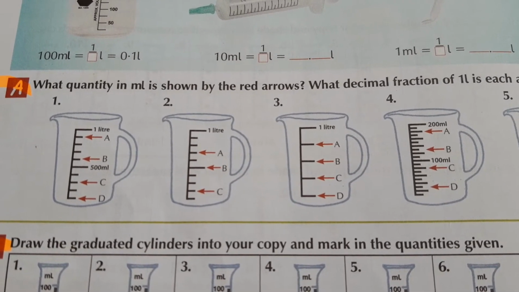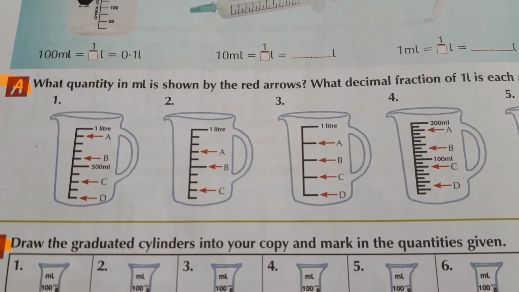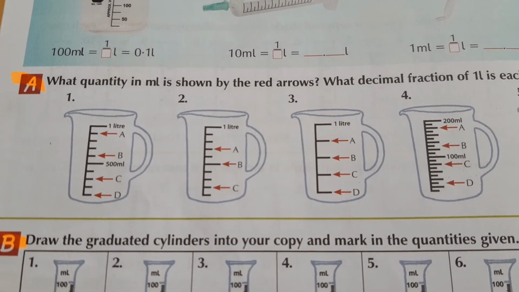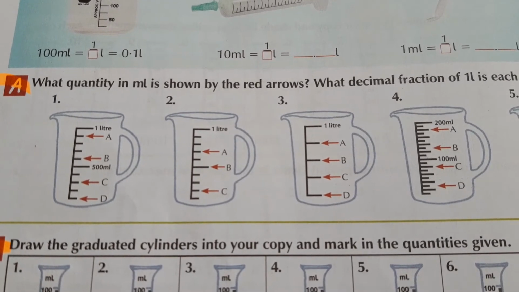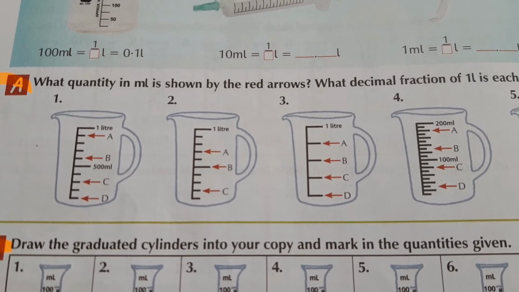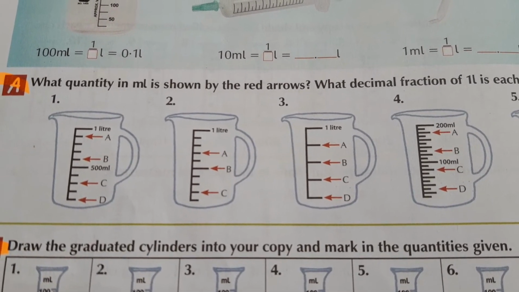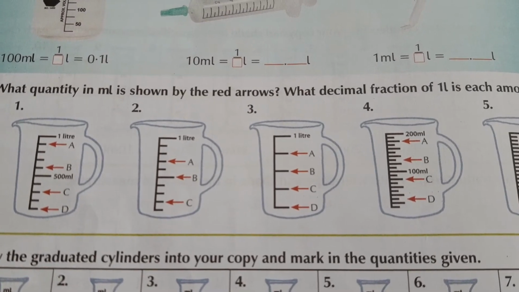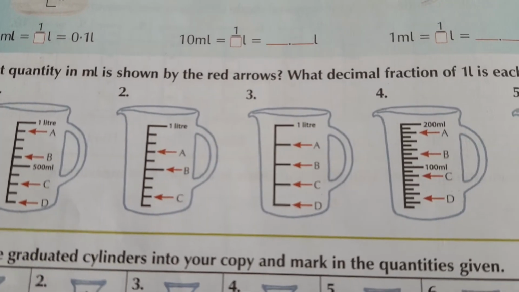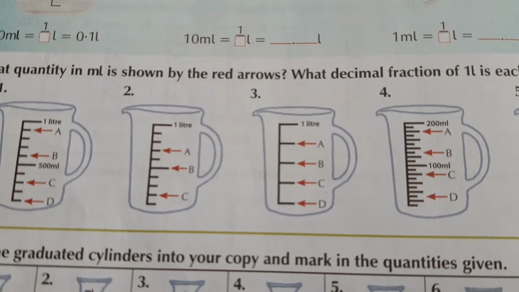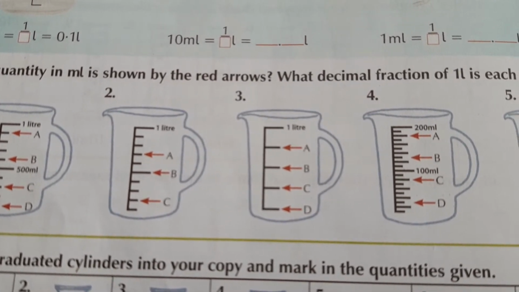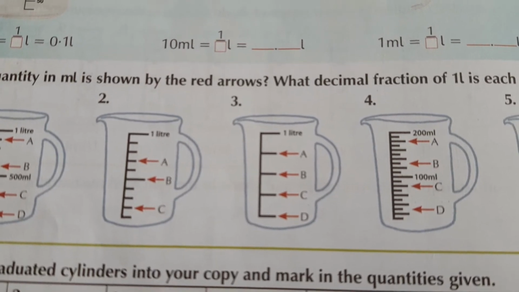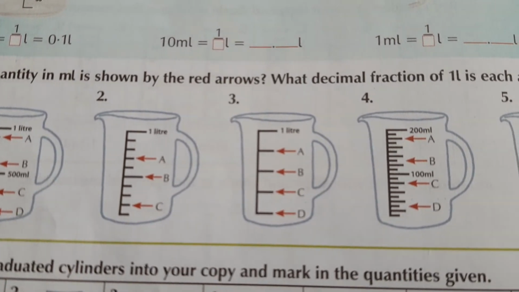B is 600 millilitres, so 0.6 L. C is 300 millilitres, 0.3 L. And D is 100 millilitres, 0.1 L. So number two, A is 700 mils equals 0.7 L. B is 500 mils, 0.5 L. And C is 200 mils, 0.2 L.